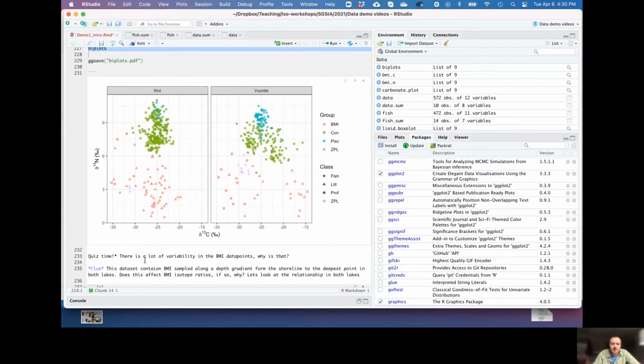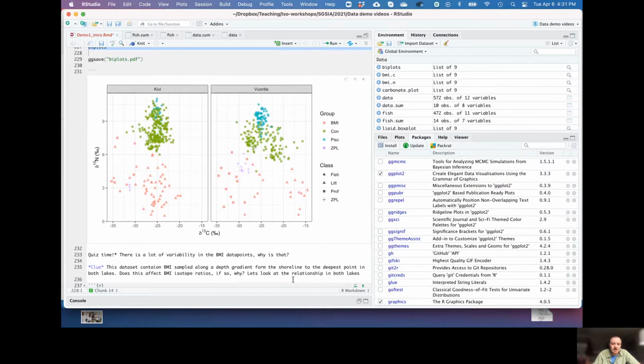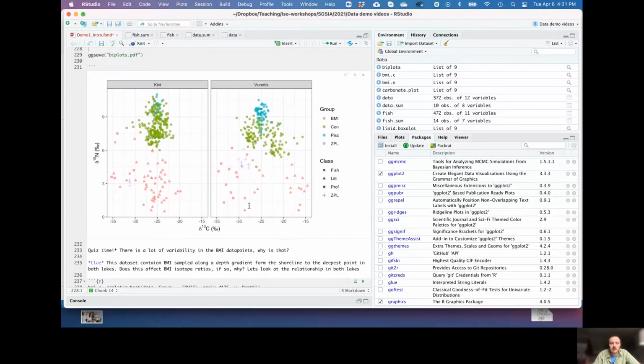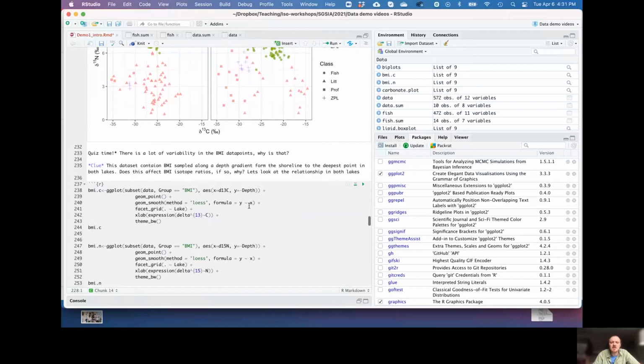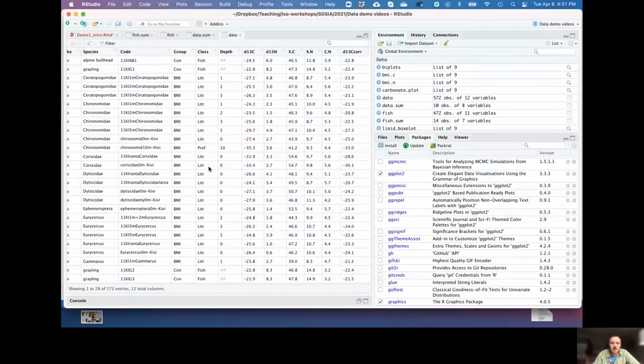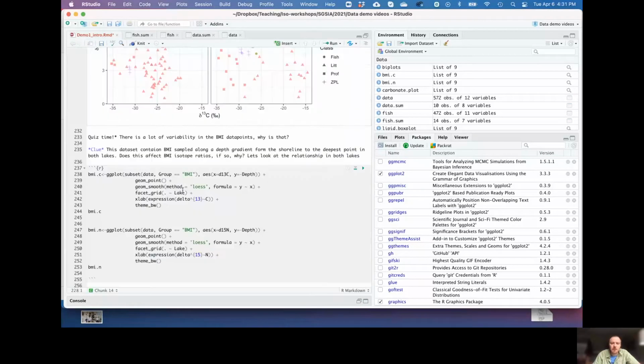I've got some different bits of questions and things like that in here. But I guess one of the things to note is that there is a much bigger variability in Lake Vuontas here, particularly in the invertebrates. And we want to understand why that is. And you'll remember when we looked at the data tab earlier, I mentioned that we have depths that the different invertebrates were actually sampled at. So let's have a look at that and see what that explains for us.